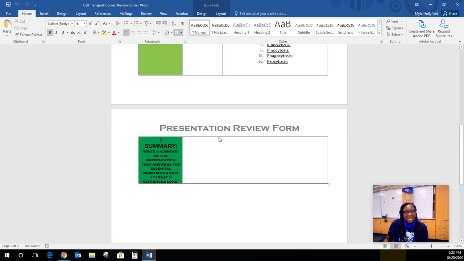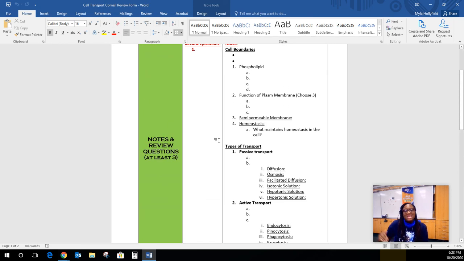Once you are done, make sure this document has saved, and then go back to the Canvas page, or you probably have it still open. Once it has said saved, click submit assignment, and then you're done for the day.